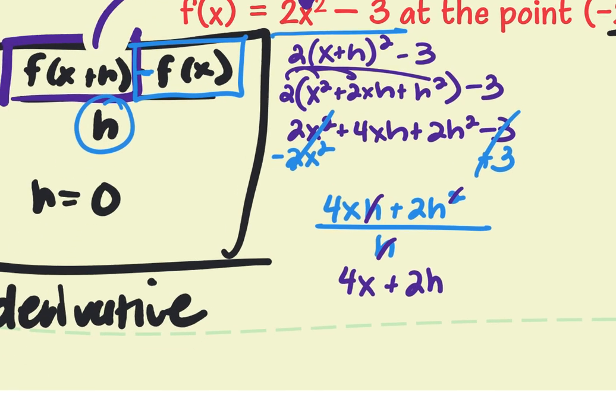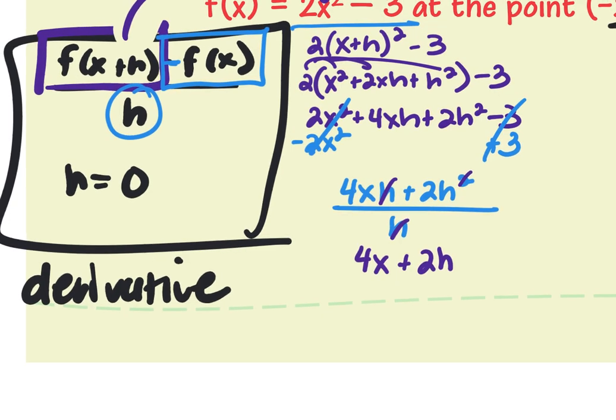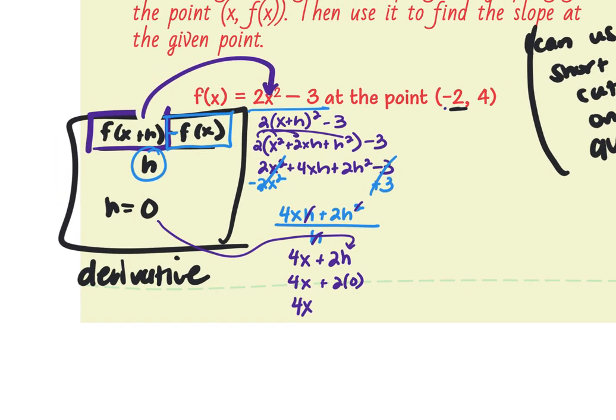So that in itself is the difference quotient. To find the equation to use to find slope, we make h 0. So I'd get 4x plus 2 times 0, 4x, is the equation I can use to find the slope. Then I take the x coordinate of the point I'm trying to find the slope at, and I plug it in. 4 times negative 2 is negative 8. So negative 8 is the slope of this graph at that point.